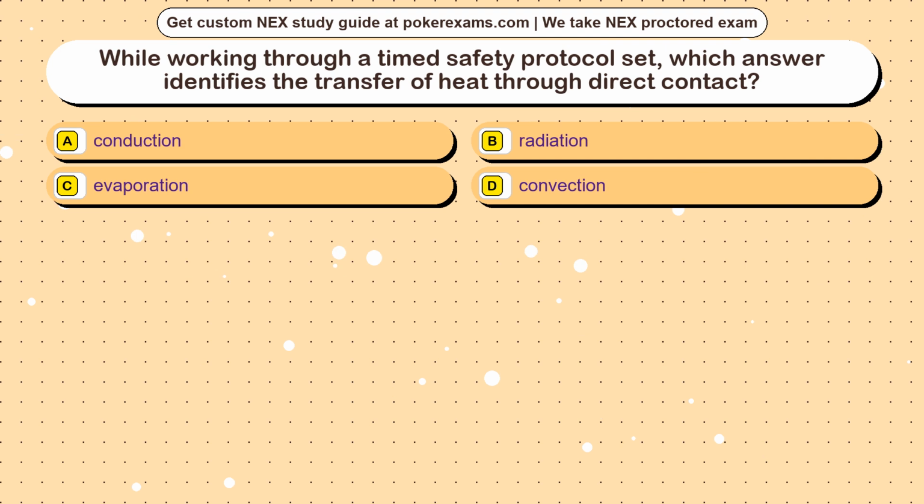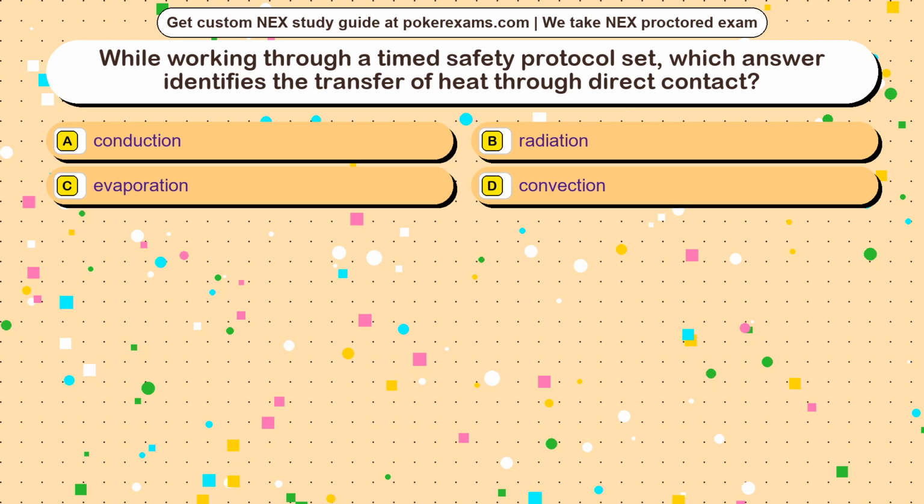Question 8. While working through a timed safety protocol set, which answer identifies the transfer of heat through direct contact? Option A, conduction. Option B, radiation. Option C, evaporation. Option D, convection.